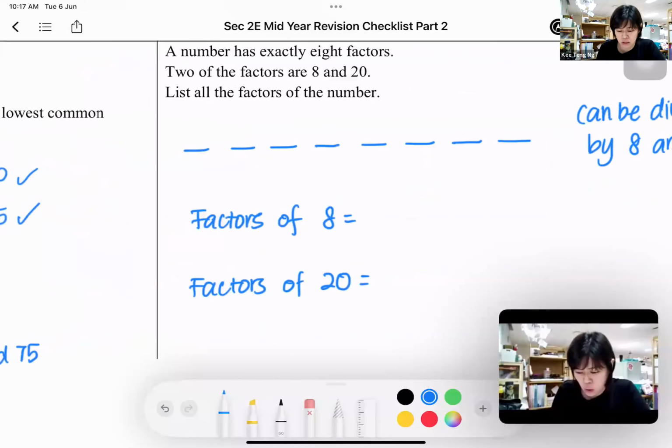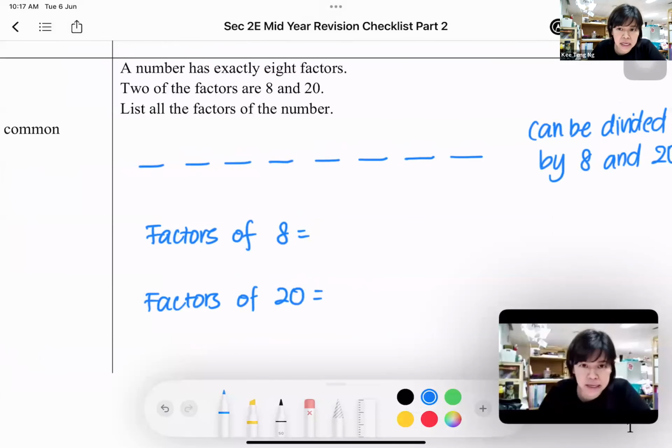Next thinking question. A number has exactly 8 factors. So all the factors are 8 and 20. List all the factors of this number. So I need to list down all the factors. That means the number must contain 8 and 20, right? And then it has 8 factors. So I draw 1, 2, 3, 4, 5, 6, 7, 8 of them.